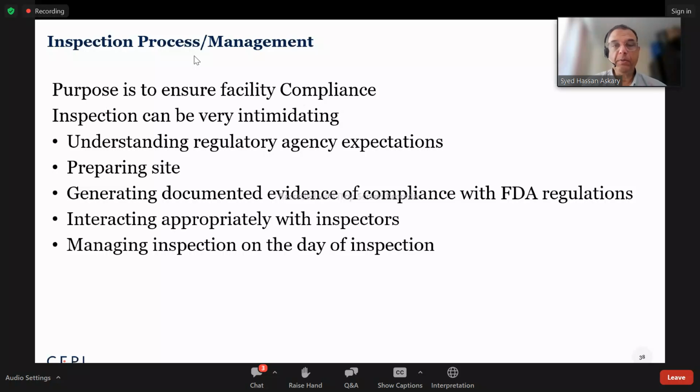And we talked about it. What is the reason for inspection management? It is basically compliance with GMP, that quality systems are compliant. And of course, the inspection can be very daunting for the manufacturer.